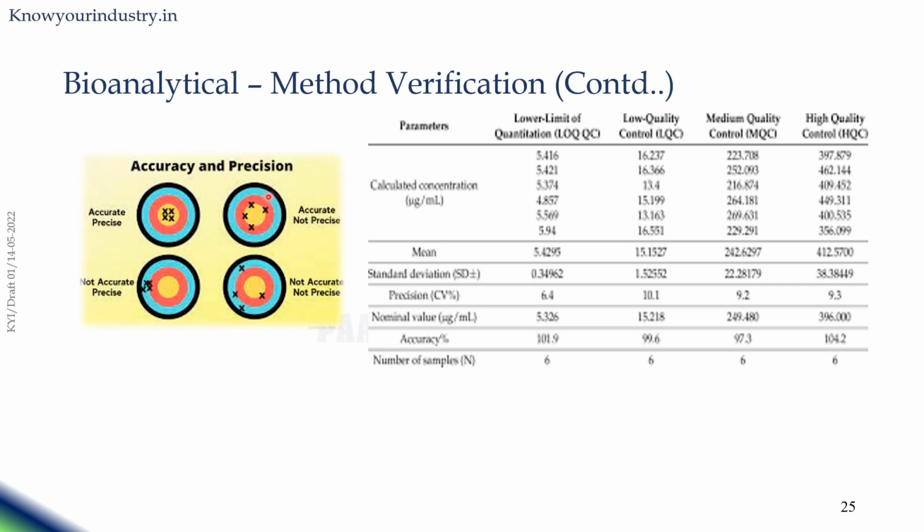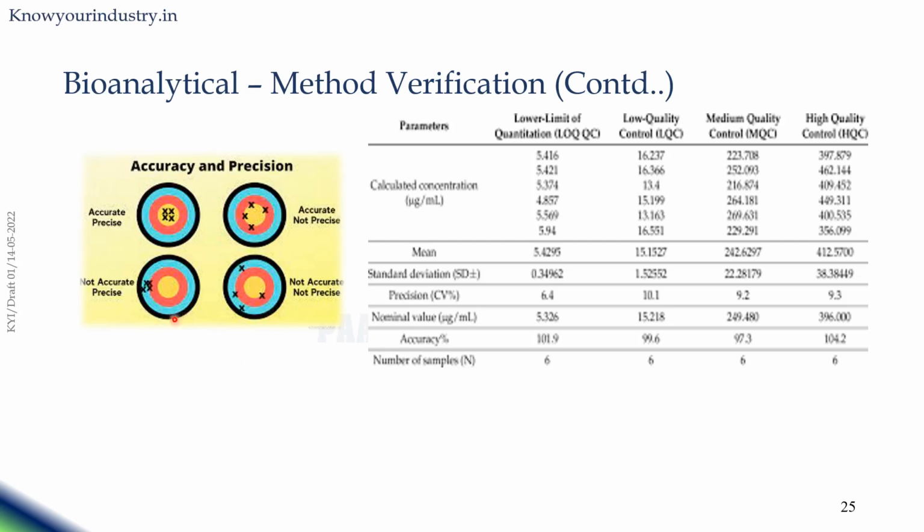Here it is accurate, it is close to the bullseye, the nominal concentration, but it is varying across a different range. This value may be on the higher side, this value on the lower side. So this is not very precise. And this one is neither accurate nor precise.